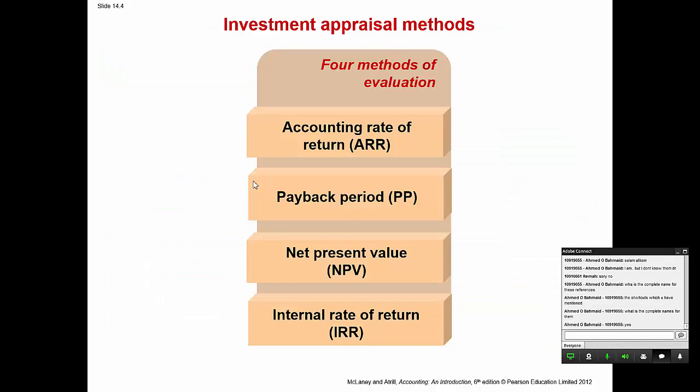Okay, these are the four main methods that are used in investment decisions, and they are: the first one is the accounting rate of return, the second one is the payback period, the third one is the net present value, or NPV, and the final one is the internal rate of return, which is IRR.